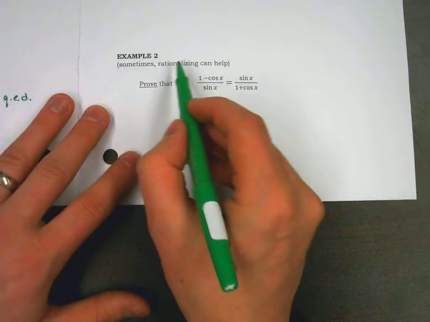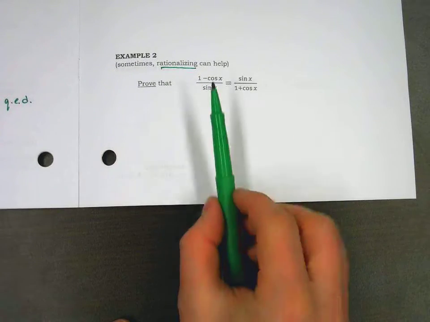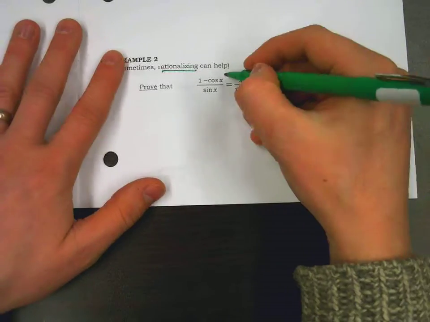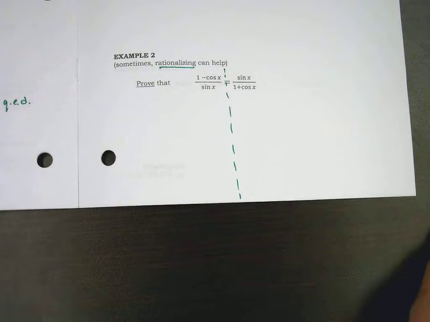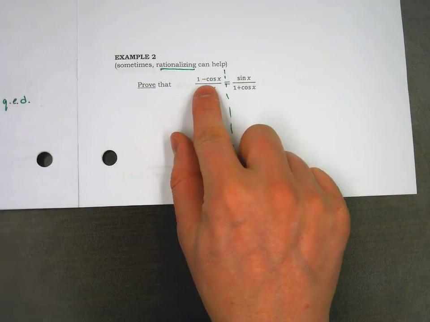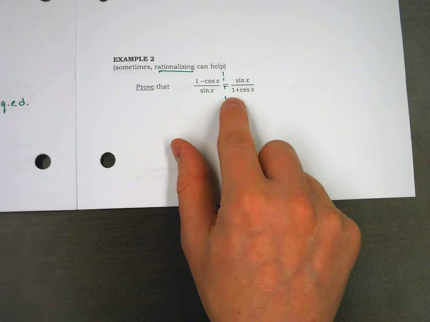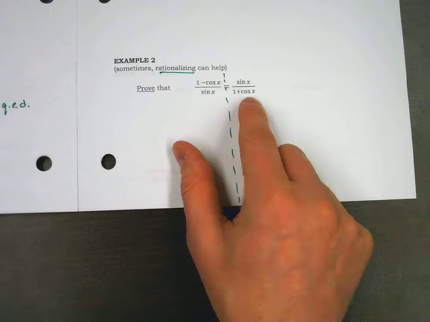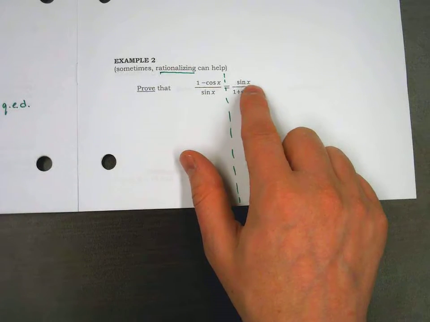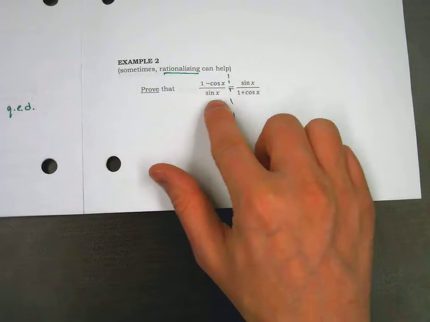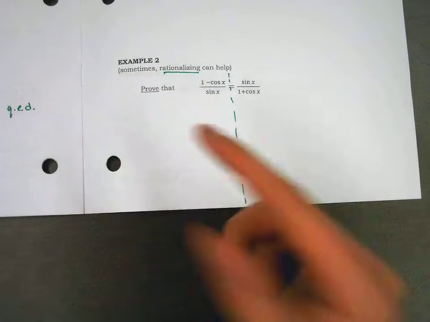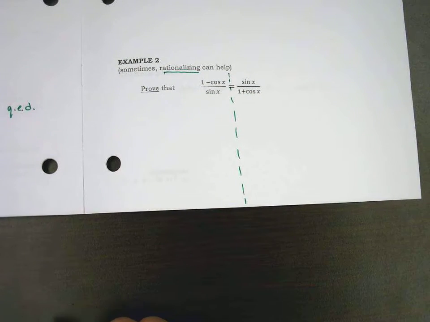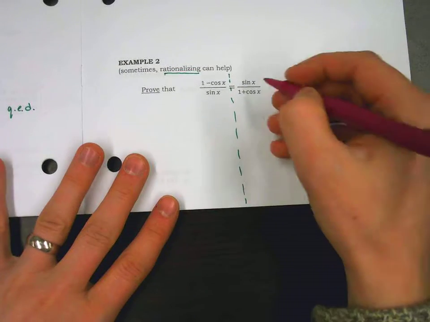Sometimes rationalizing can help. When I look at the two sides and I draw my vertical dotted line to say thou shalt not pass, I don't really see any Pythagorean formulas. It's not a 1 minus cos squared. It's not a 1 plus a, well, that's not anything anyways. And I can't cross multiply to say sine squared and a 1 minus a cos squared. So what do we do? We create formulas where they don't initially exist.